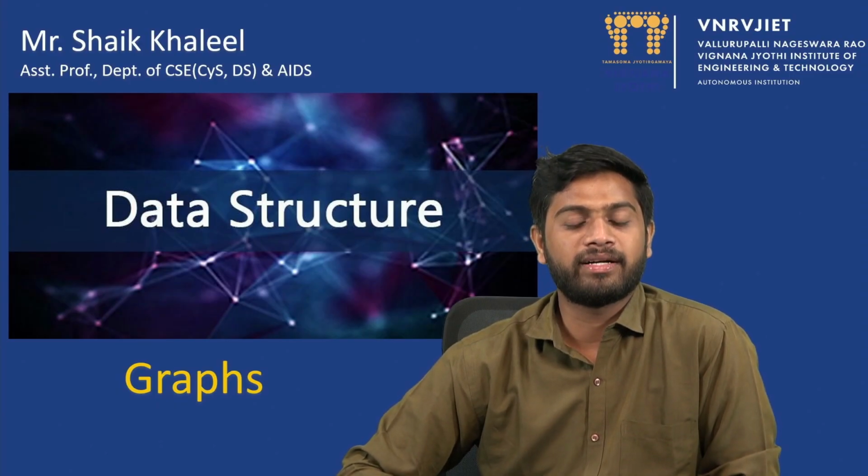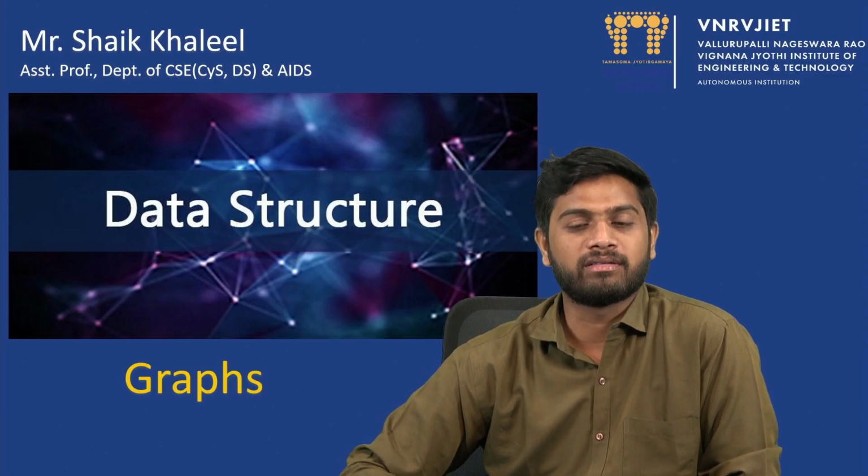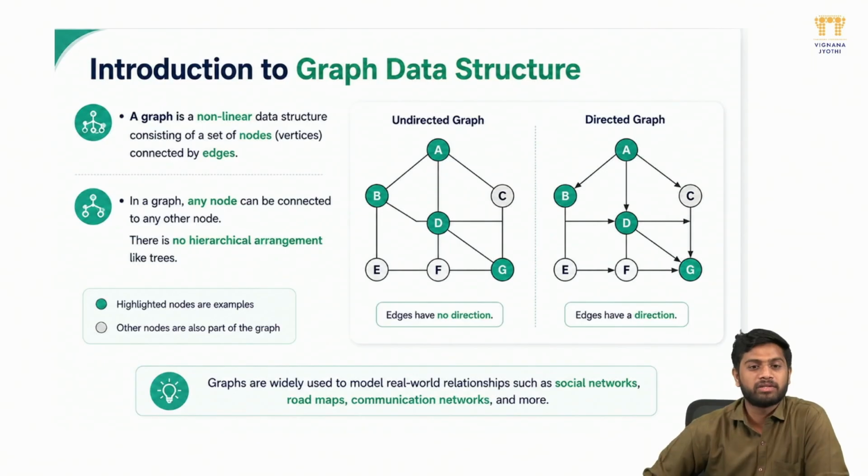Today in the lecture of data structures, we are discussing the topic graphs. Now here, introduction to graph. A graph is a non-linear data structure consisting of a set of nodes as well as vertices. Graphs are of many types. We have directed graph, undirected graph, weighted graph, unweighted graph. So these graphs may be seen in a number of combinations: weighted directed graph, weighted undirected graph.